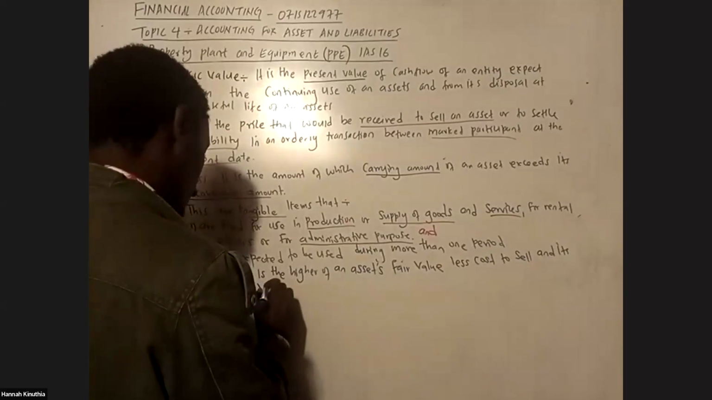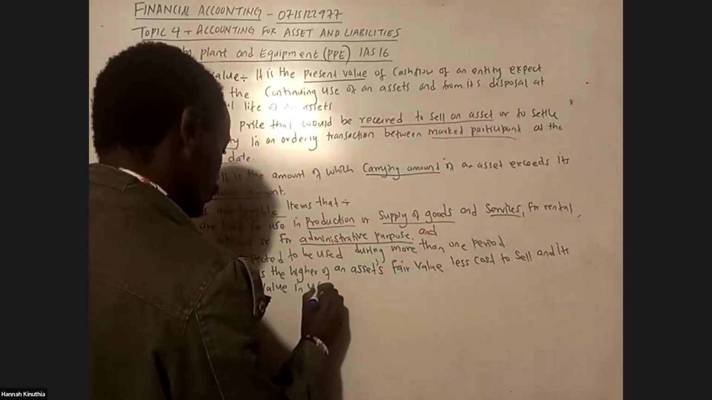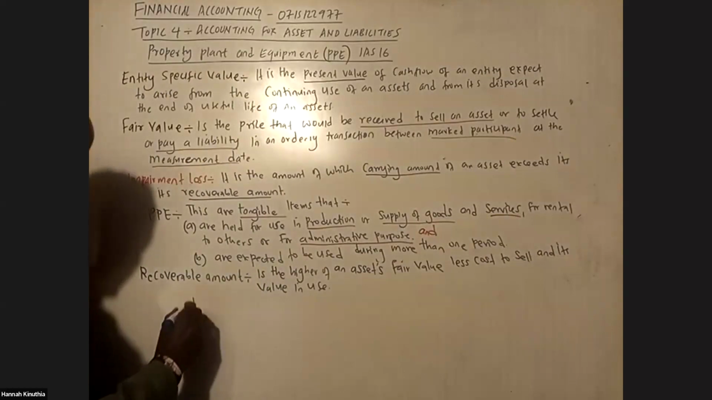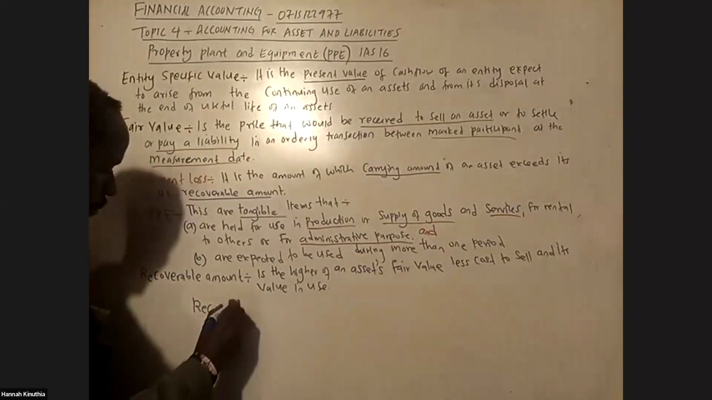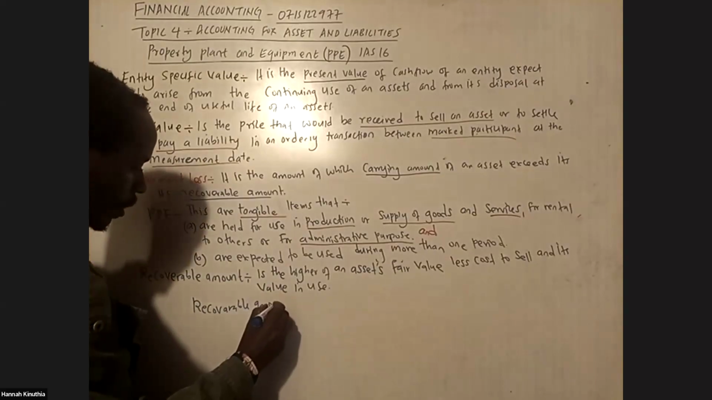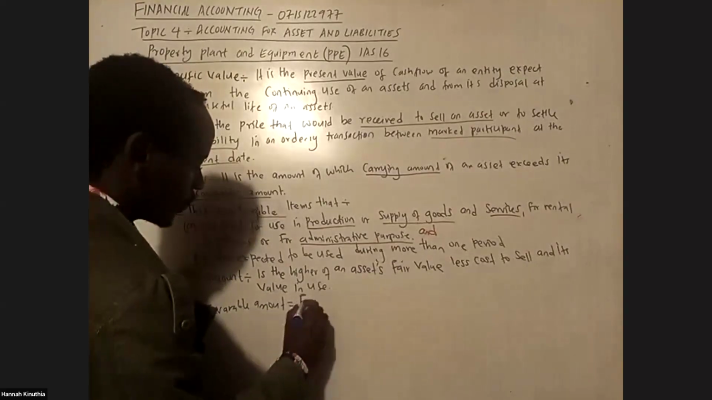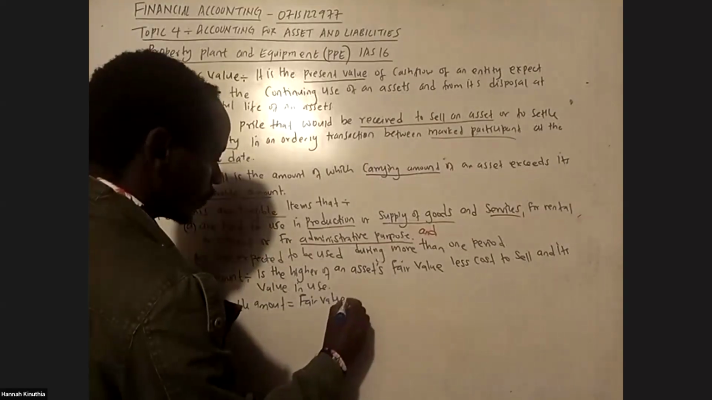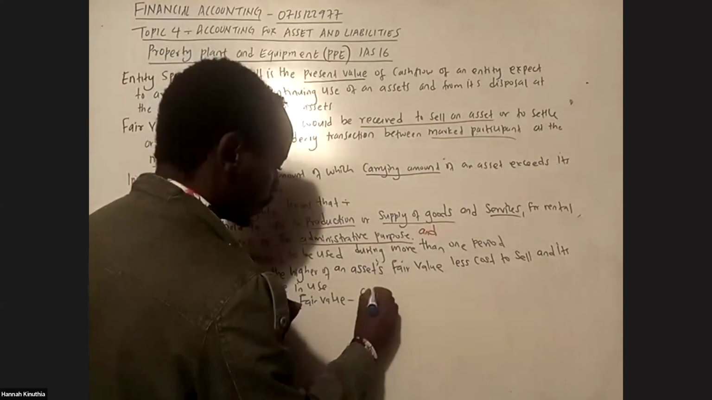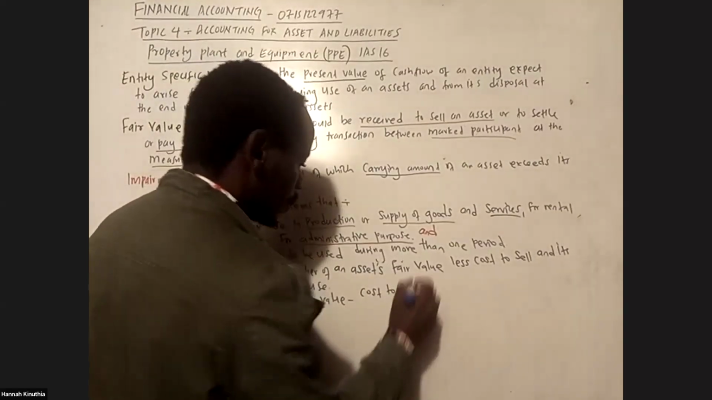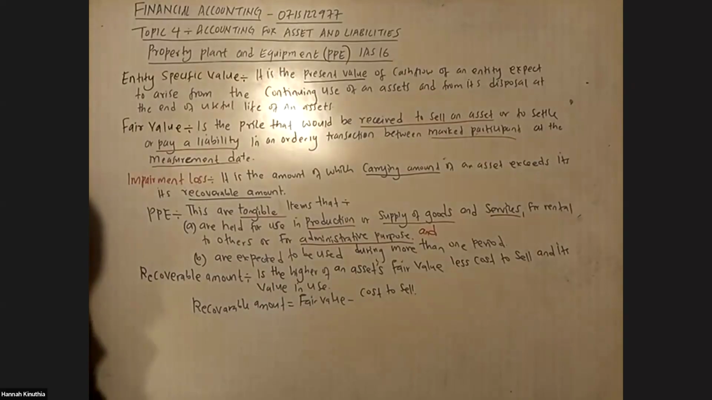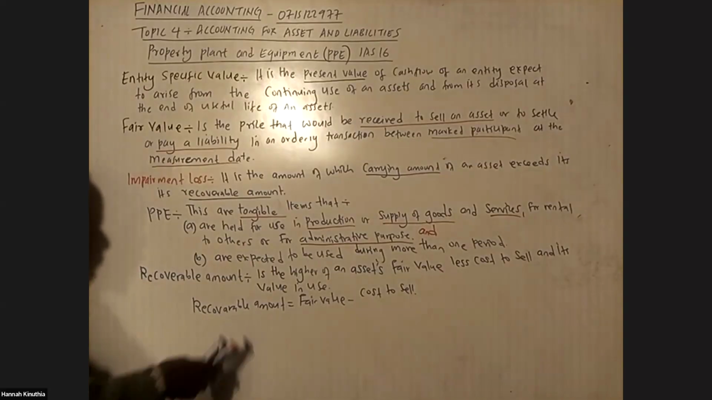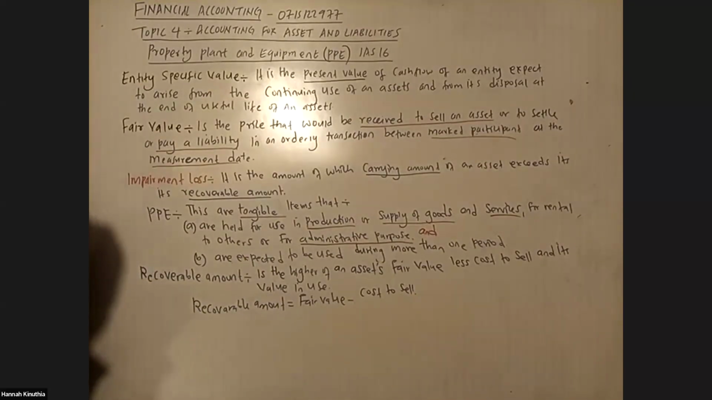Its value in use. So this is the value. So recoverable amount is equal to the fair value minus cost to sell. You shall mostly use this formula in your intermediate level, those who migrate to intermediate level, while we shall be doing financial reporting and advanced financial reporting. Mostly in advanced financial reporting, we shall be using this formula so much.